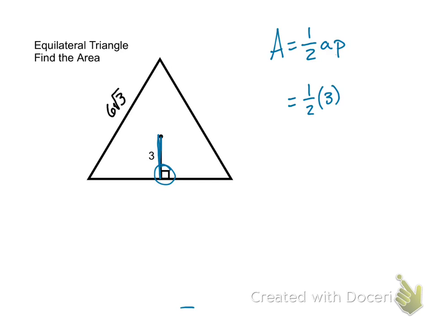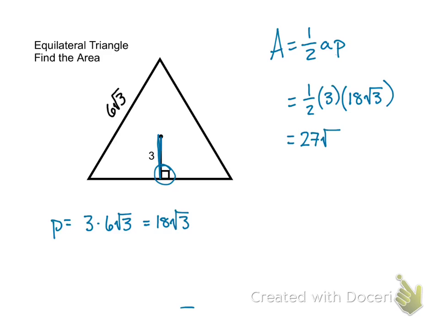6 square root of 3 is one side length, and there are 3 side lengths for the triangle, so we can multiply 3 times 6 square root of 3, and we get 18 square root of 3. So we multiply this by 18 square root of 3. I'm going to multiply 18 times 1/2 to get 9, multiply by 3, we get 27 square root of 3 units squared. And that is our area of this triangle.